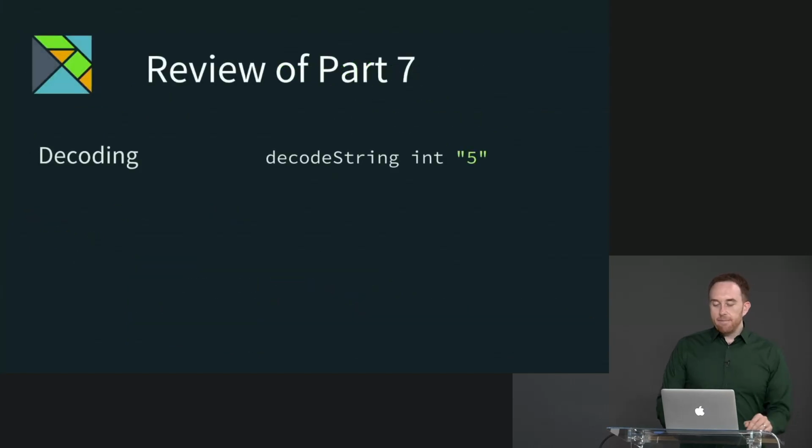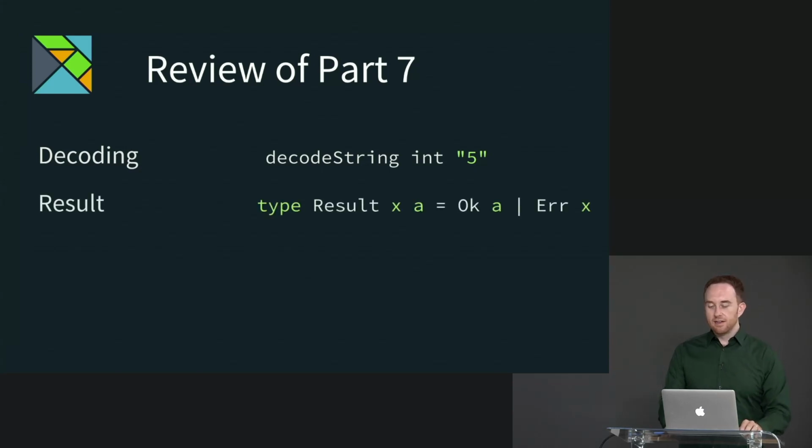Okay, so to recap, we talked about decoding as a general concept. Decode string int 5 will result in either giving us back OK, in which case we have the number 5, or error, in which case it'll explain why the string that we gave didn't work out. Those are examples of the two variants in result. So result has two type variables. One is the error type, and the other is the OK type, and two variants, each of which uses each of those.